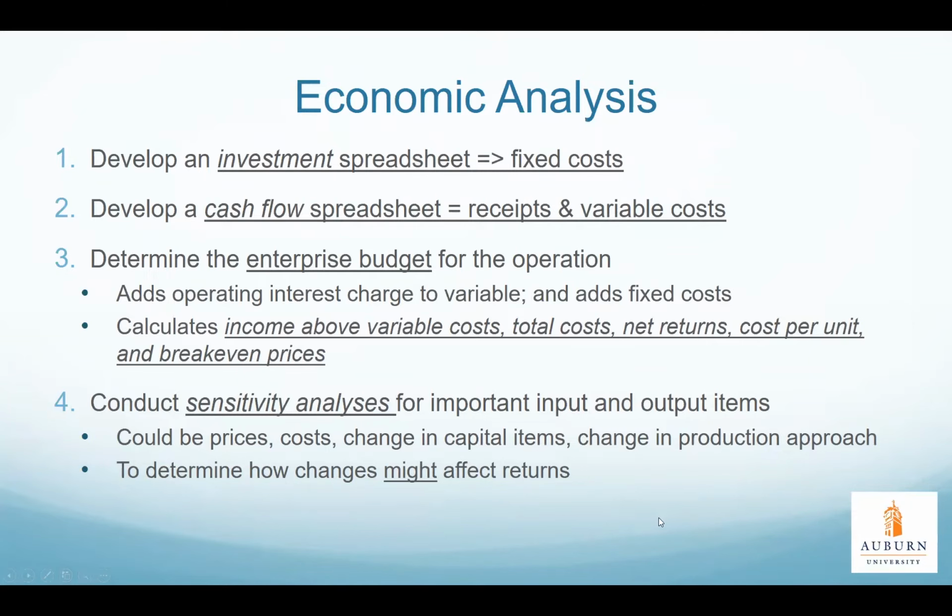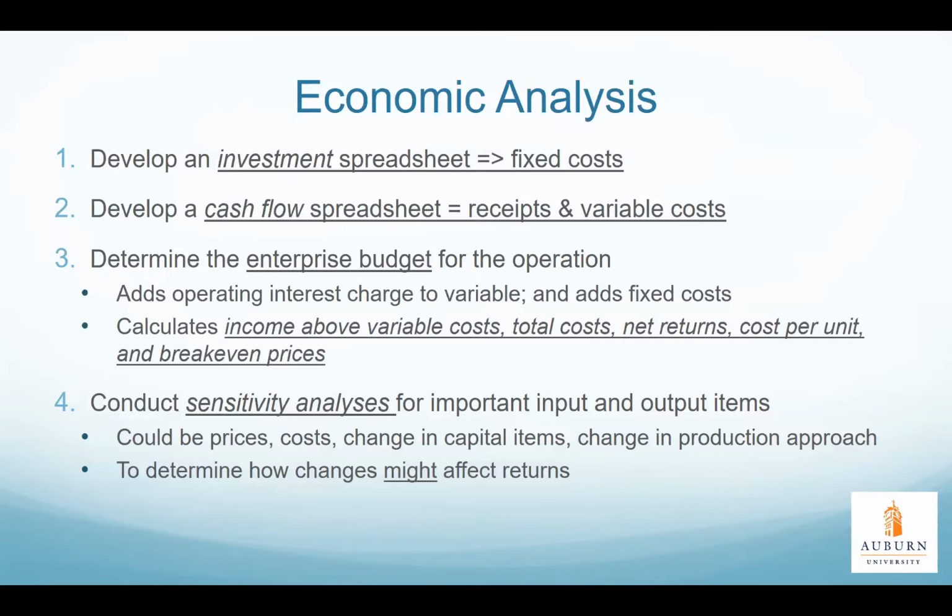So we're going to today develop an investment spreadsheet where our fixed costs will come from that are used in our enterprise budget. We'll develop a cash flow spreadsheet, which shows our receipts and variable costs. And then we'll construct an enterprise budget, which adds interest charged to the variable, interest on operating cost, and it adds the fixed cost. And from that, we can calculate our short-term indicator of profitability, the income above variable cost. We can get the total cost. We can get net returns to variable and fixed cost and determine what it costs to produce one unit in the system, and break-even prices.